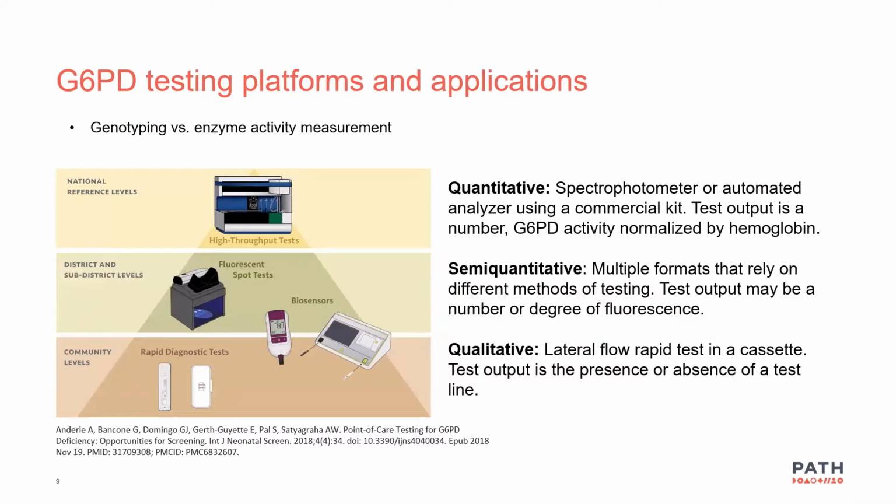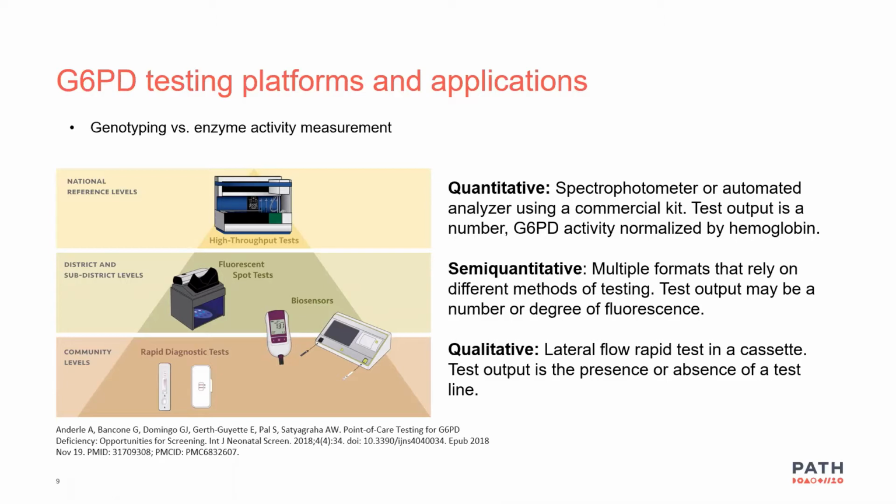And so there are multiple testing platforms for G6PD classification. And there's obviously genotyping, and I'm going to focus a bit more on the enzyme activity measurement. So starting at the top, and these are aligned based on where you might expect to find this type of test. A quantitative test would likely be only available in a high throughput laboratory, maybe at a national reference center.